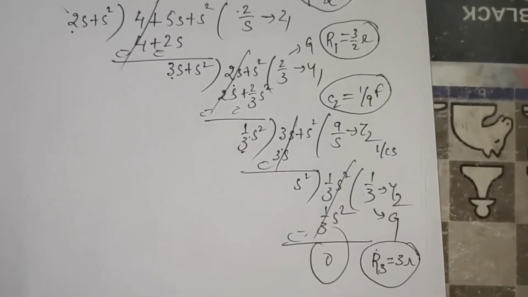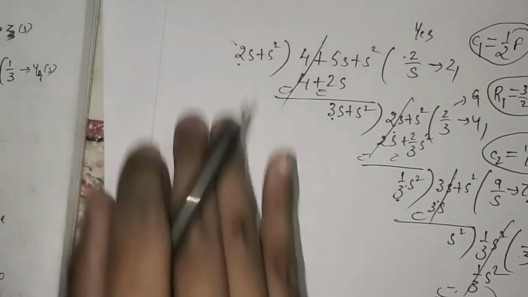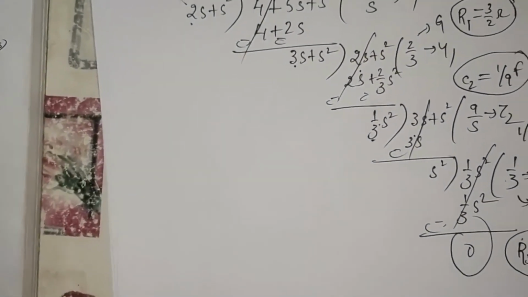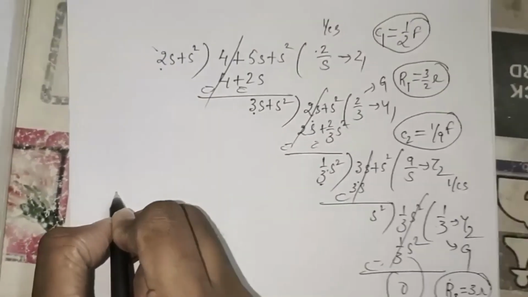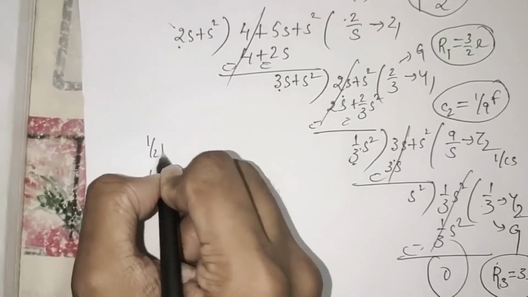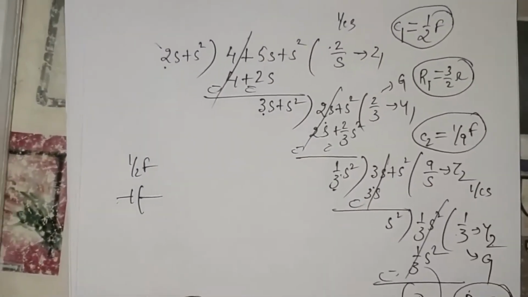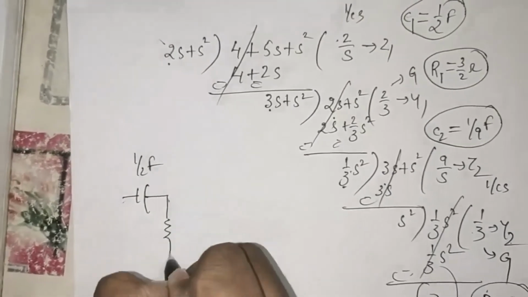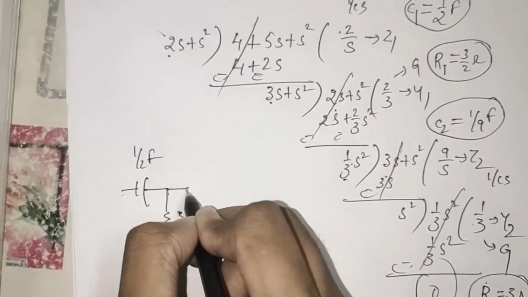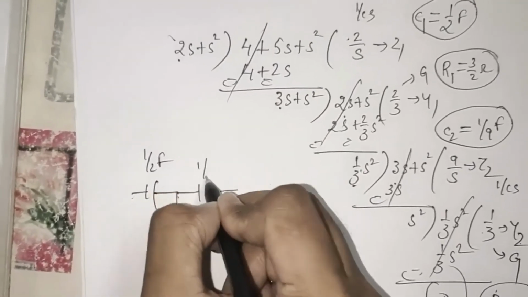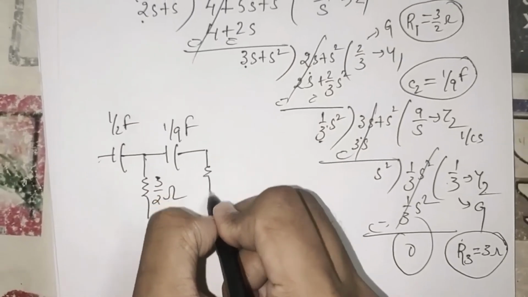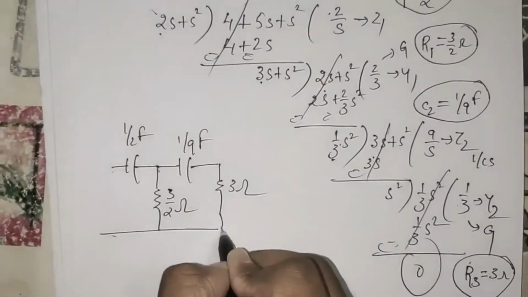So the network that we obtained by synthesizing the particular impedance function using Cauer second form is: first element a capacitor of 1 by 2 farads, second a resistor of value 3 by 2 ohms, third again a capacitor of value 1 by 9 farads, and the fourth a resistor of value 3 ohms.